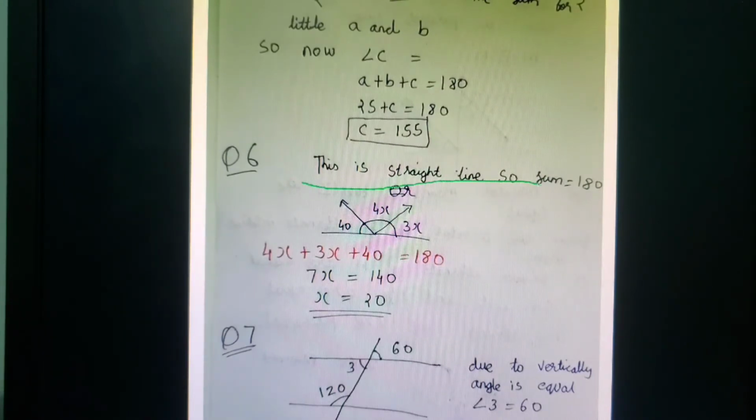This is a straight line, so the sum is 180. We have studied in class 8 that if there is a straight line, its sum will be 180 degrees. So here we are given 40 degrees, here it is 4x, here it is 3x. So this is an equation in one variable. So 4x plus 3x plus 40 is equal to 180, 7x is equal to 140, x is equal to 20. We were just asked the value of x in the question. So you have got the value of x.